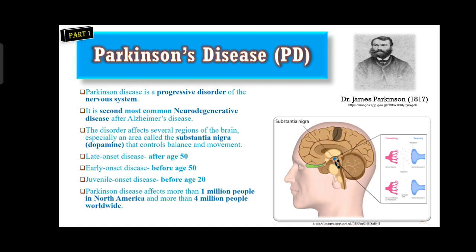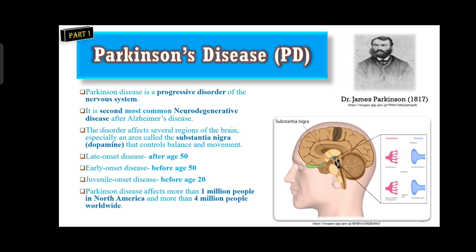So let's start with Parkinson disease. It was first described by Dr. James Parkinson in 1817 and it was known as shaking epilepsy, but later it was named Parkinson disease. Parkinson disease is a progressive disorder of the nervous system. It is the second most common neurodegenerative disease after Alzheimer's disease.